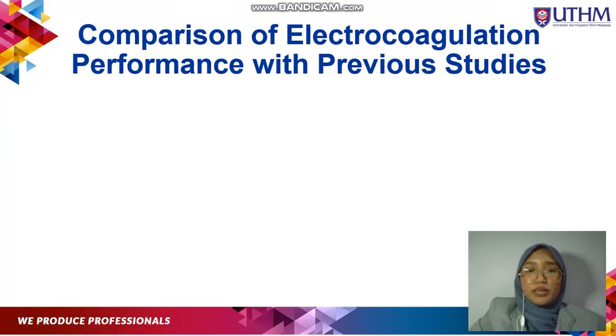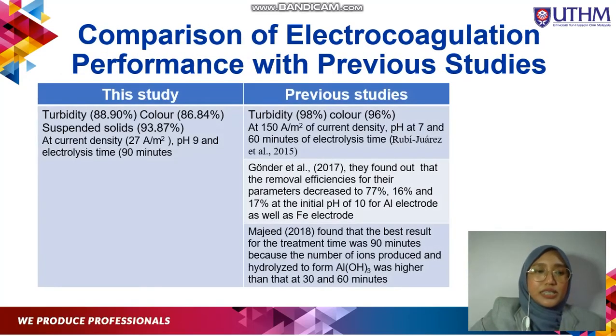So for the comparison with previous studies, in these studies, I found that the optimum current density, pH, and electrolysis time are 27 ampere per meter cube, pH 9 and 90 minutes of electrolysis time. That will remove 88.90% of turbidity, 86.84% of color, and 93.87% of suspended solid. So this is the previous study that I will compare.